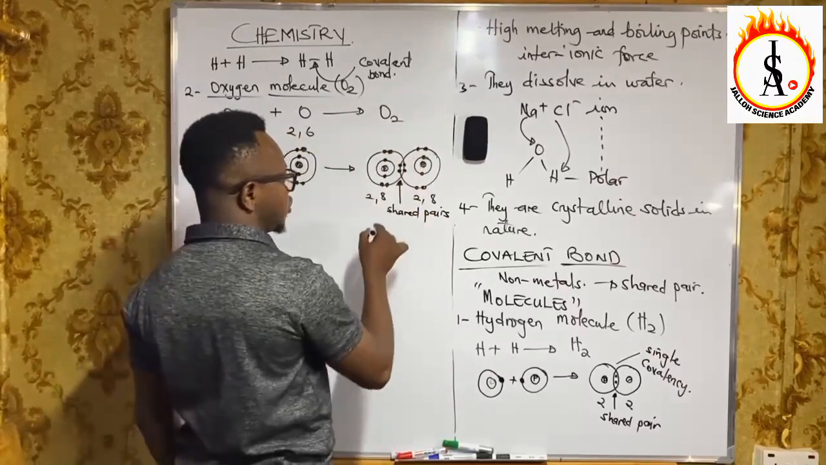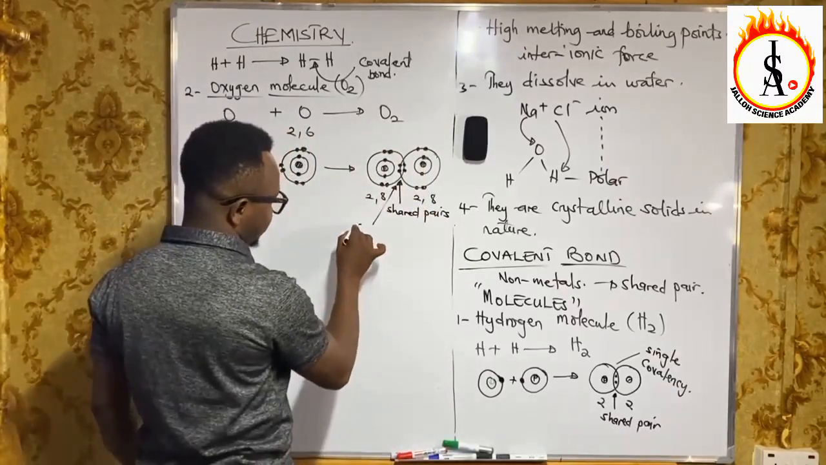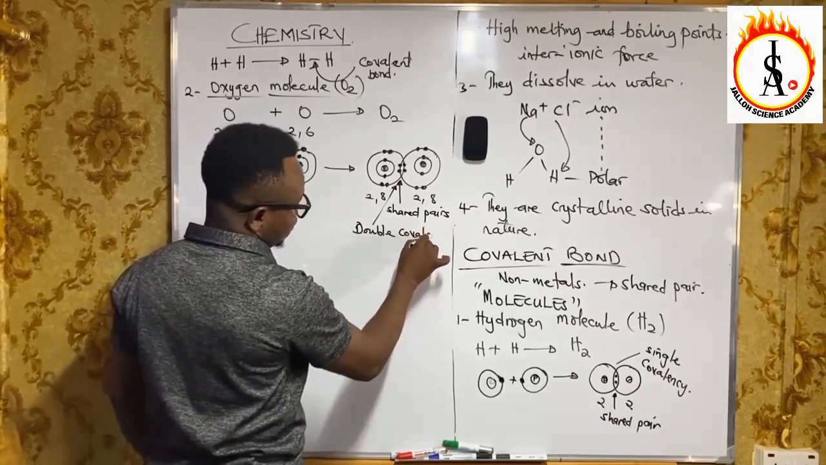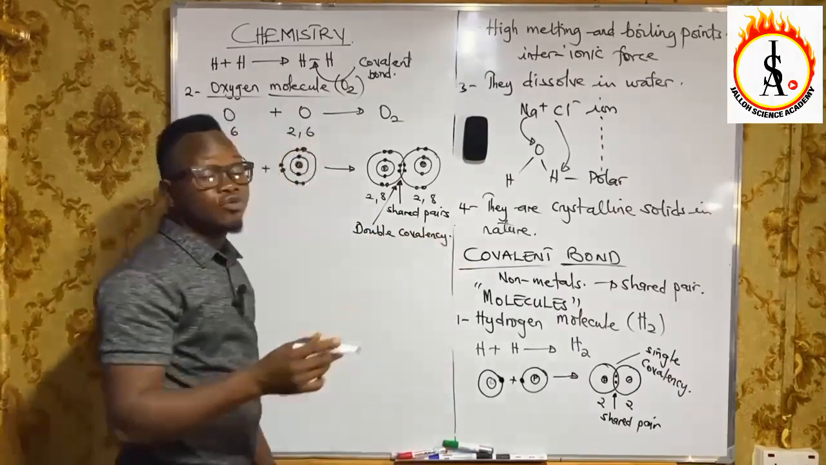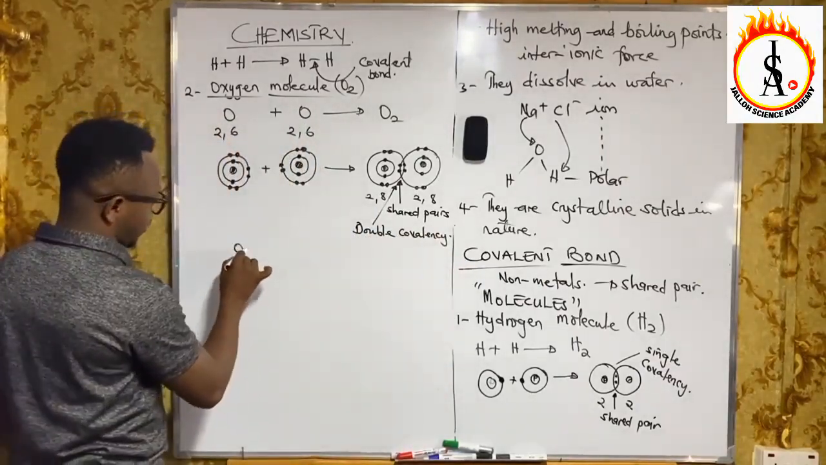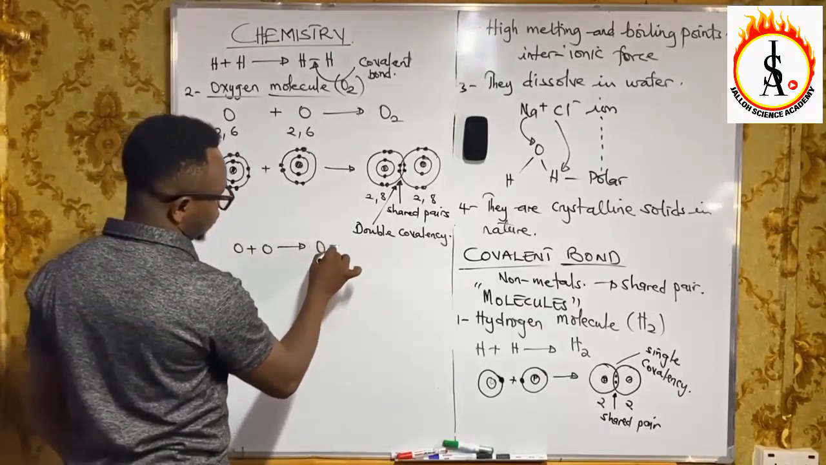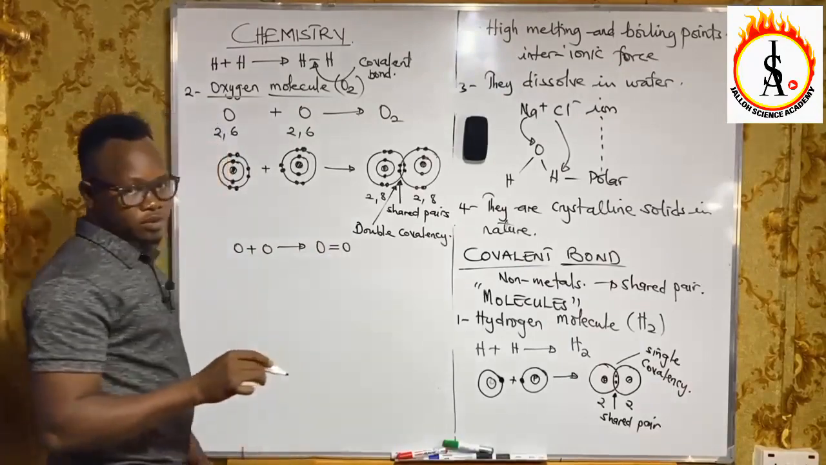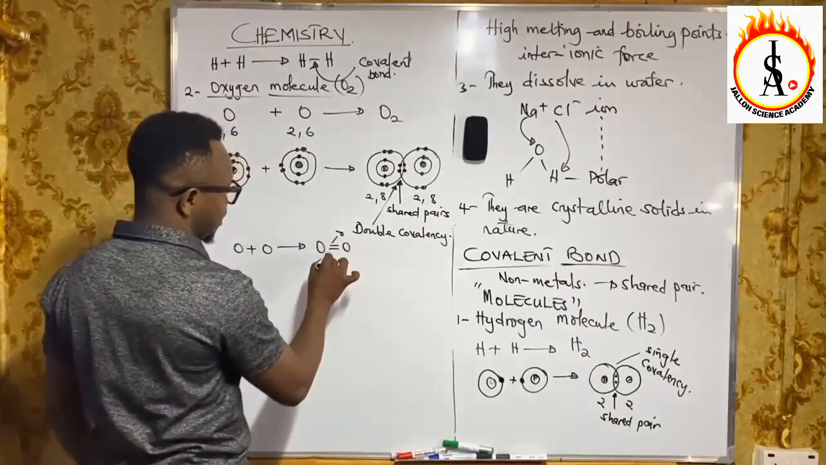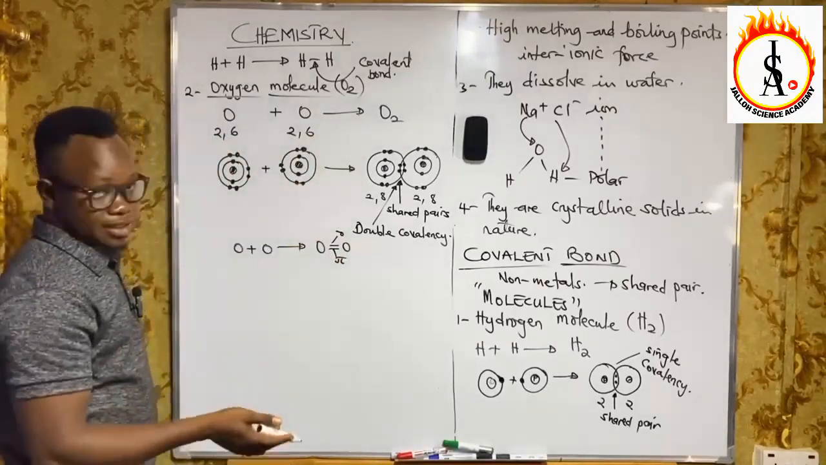And because each species contributes 2 electrons to the shared pair, we refer to this as a double covalency. And with double covalency, they are represented by two bonds. So we can say oxygen bonds to another oxygen atom to give us oxygen molecules. They are represented by double bonds. These are double bonds, okay? The first bond being a sigma and the other bond being a pi, which we'll discuss in our next lesson.